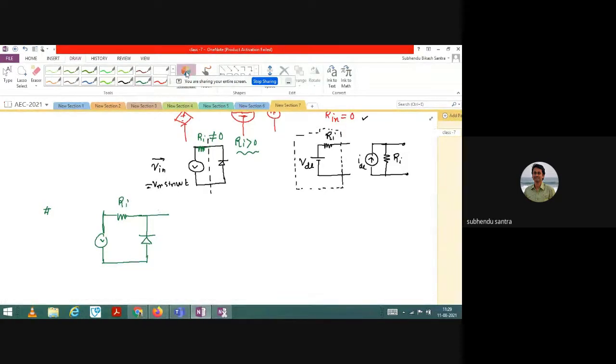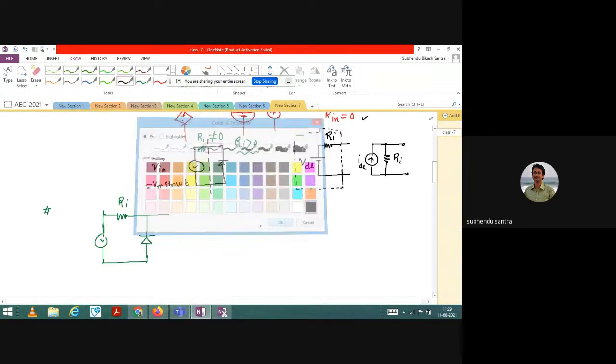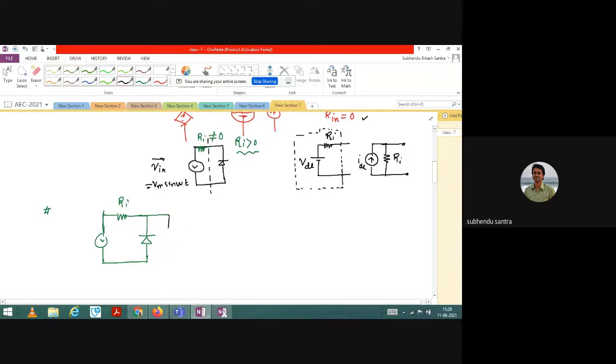And one important thing, in the previous class I forgot to draw the transfer characteristics. That part also I have to do. In that battery circuit, I have drawn the output voltage, but I have not drawn the transfer characteristics. So please remind me. I have forgotten to do that. So Vi is equal to Vm sine of omega t.